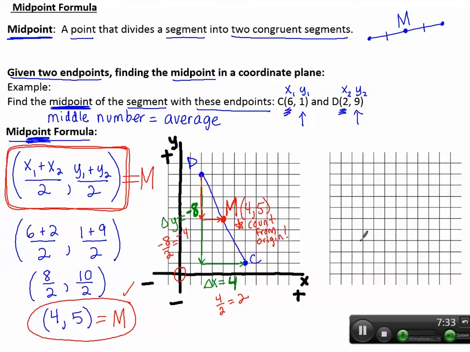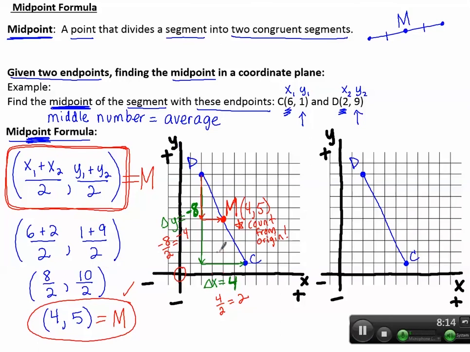There's another way we could do it, and it also requires a graph. So let's go ahead and draw our y-axis and our x-axis. Once again, labeling x and y, positives, negatives, positives, negatives. Now let's plot our points. 2, 9 was D, and 6, 1 was C. Again, I'm going to connect the points to make that segment.